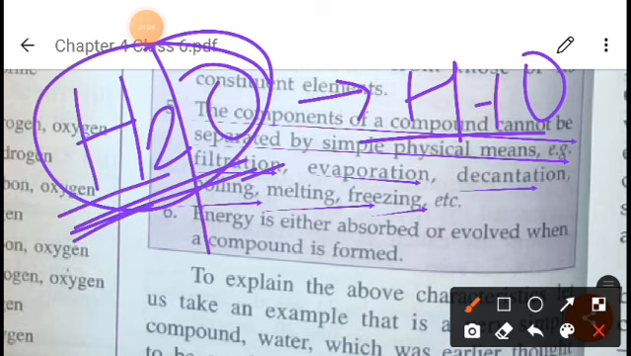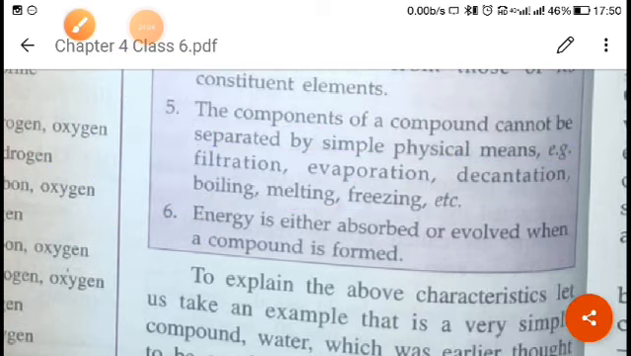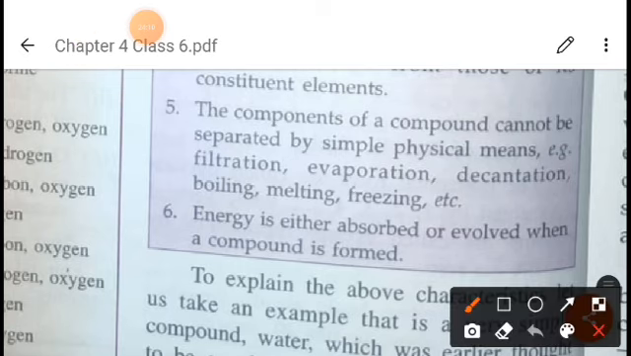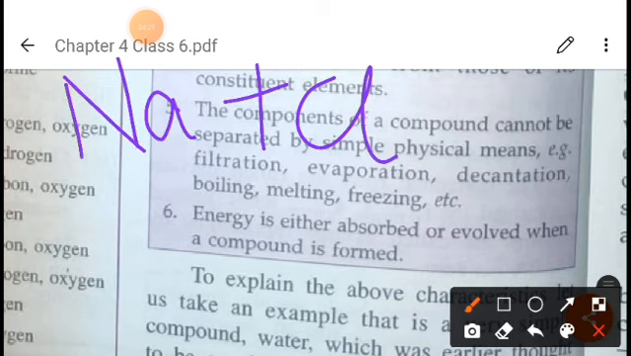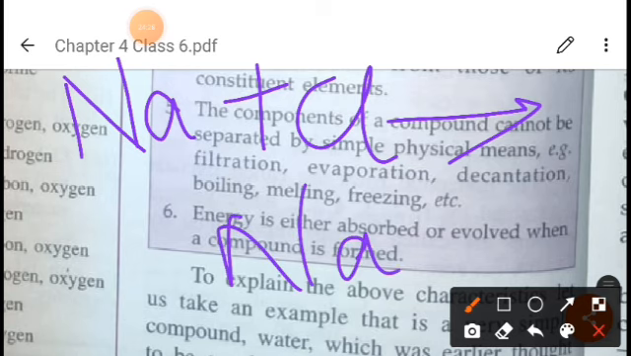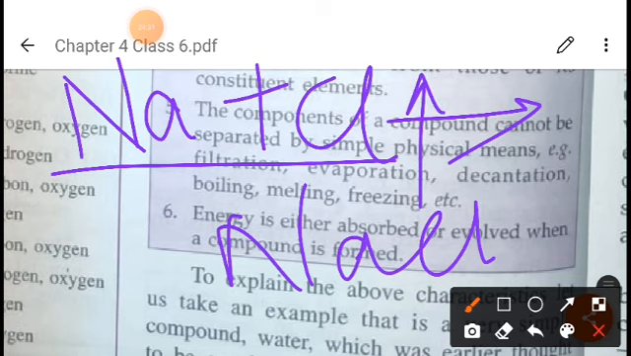Now one more thing, it is about the energy. When we see the energy here, the energy is either absorbed or evolved when the compound is formed. I will take you one example. Suppose sodium and chlorine are combining to form NaCl. At that time either the energy will be released or the energy will be absorbed during the formation of the compound.